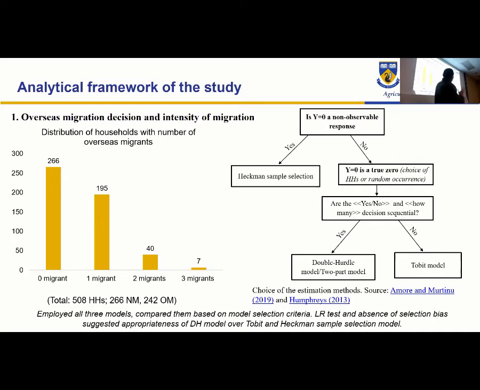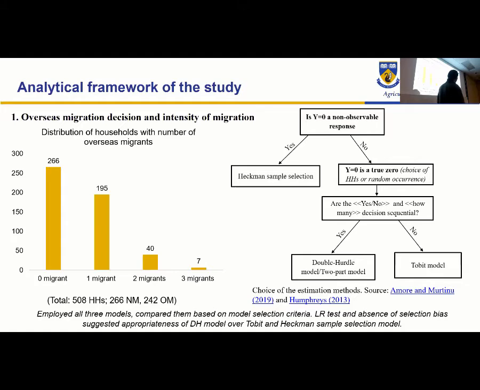and that true 0 occurs because of the choice of the household or randomness, then we can use the Tobit model. And if it is a sequential decision, whether that 0 and also how many, or whether someone migrates from a household or not, if those are sequential, then we should go for this double hurdle model. And that's what scholars say. And we have estimated all 3 models.